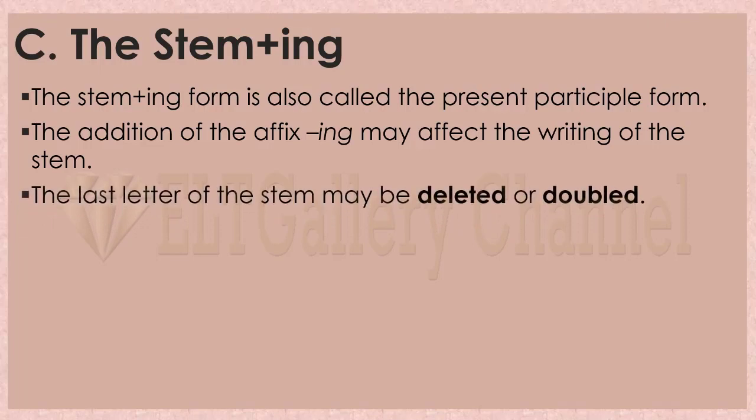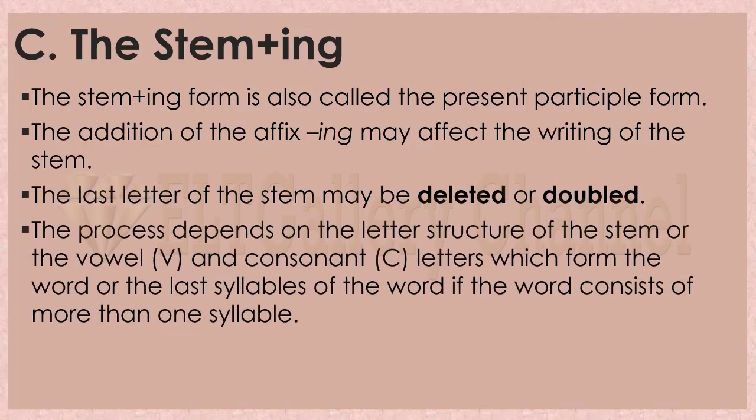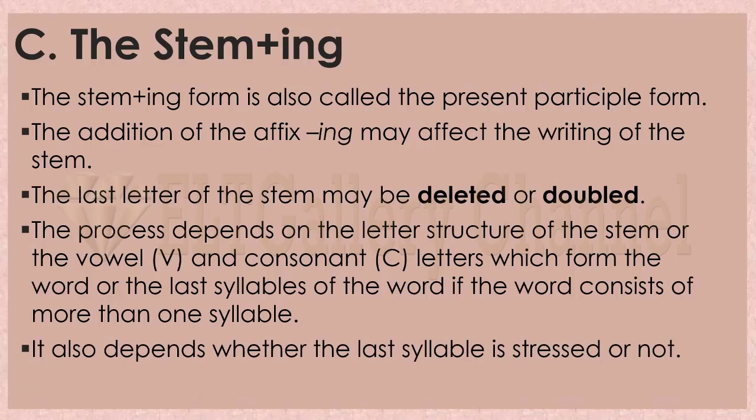The last letter of the stem may be deleted, or doubled. The process depends on the letter structure of the stem, on the vowel V and the consonant C letters which form the word, and on the last syllable of the word if the word consists of more than one syllable. It also depends on whether the last syllable is stressed or not. So the factors are the syllable structure, the vowel and the consonant, and whether the syllable is stressed or not stressed if it consists of more than one syllable.